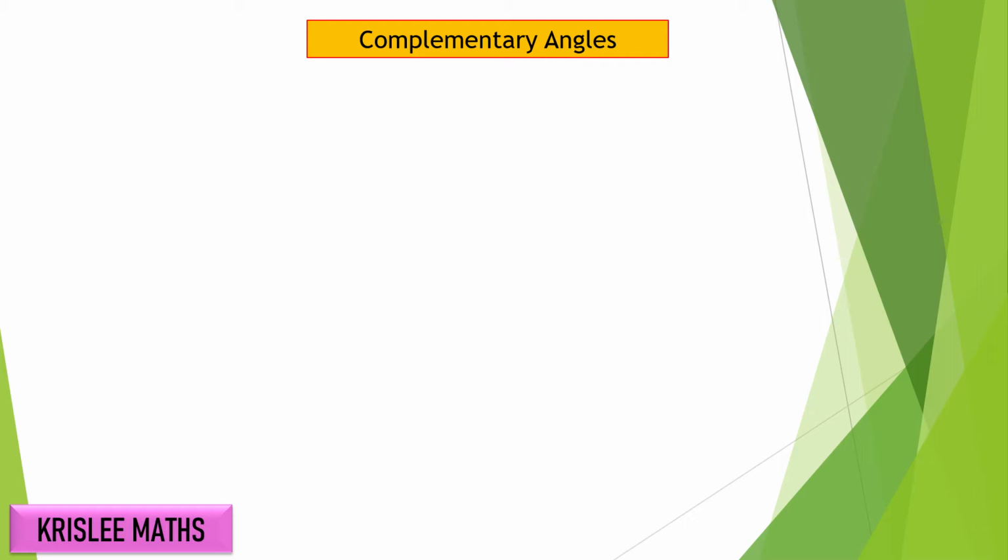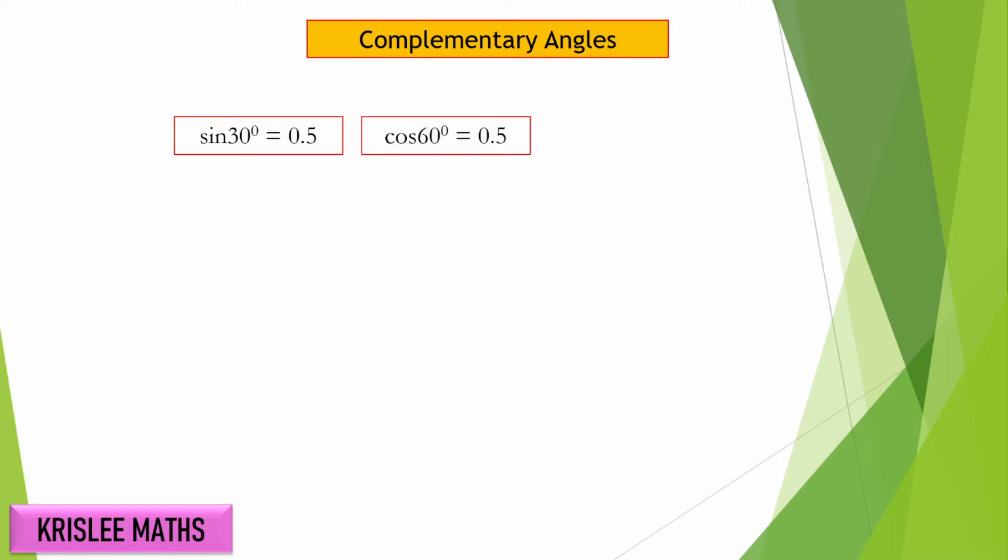Now let's see what complementary angles are in trigonometric functions. Let's say you have sine 30. Here the cofunction of sine will be cosine, and the complementary angle of 30 degrees equals 60. Therefore, sine 30 and cos 60 will have the same value.